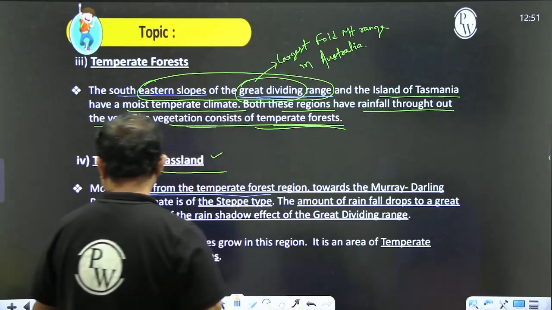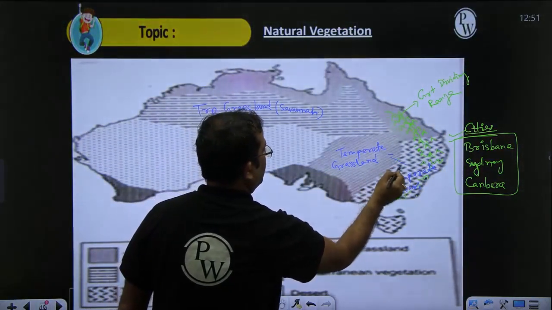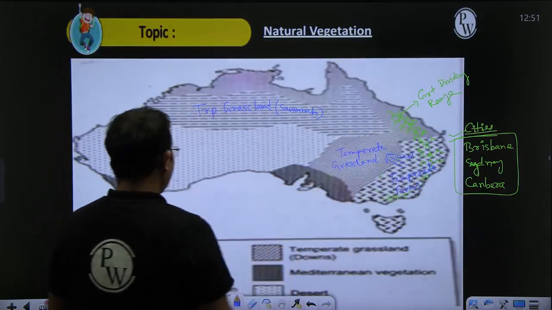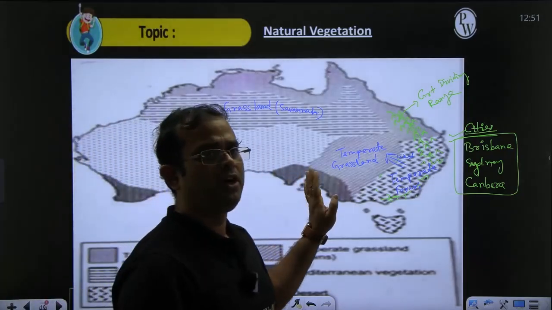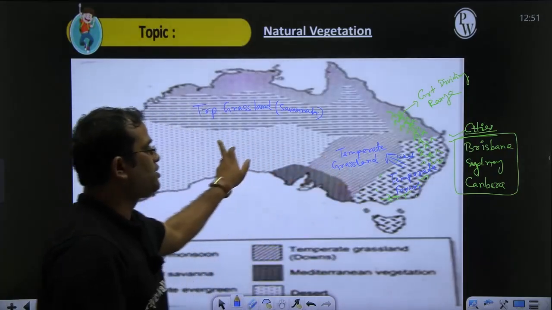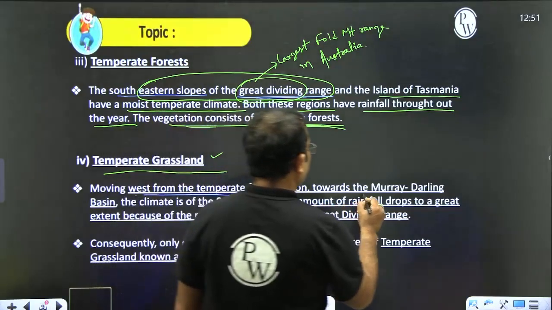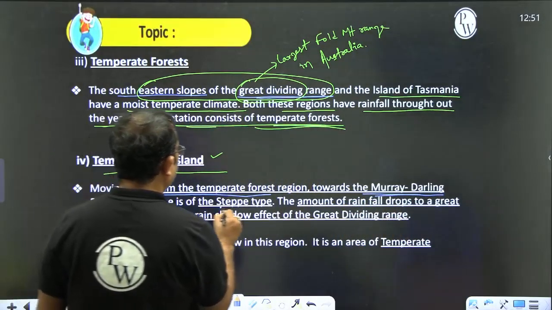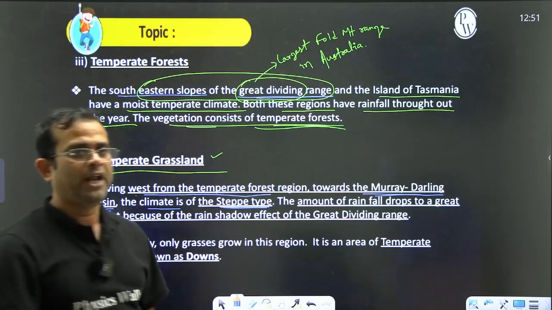West from the temperate region. It is indicating that moving in a western direction from the temperate forest area, you will find the region towards the Murray-Darling Basin. Towards the Murray-Darling Basin, the climate is of the steppe type basically.